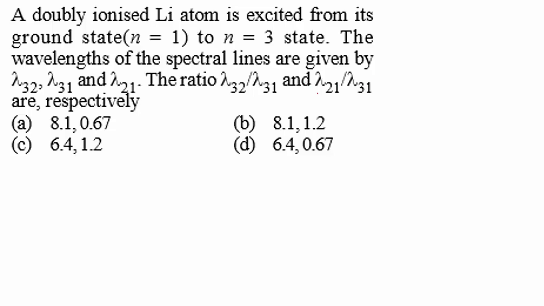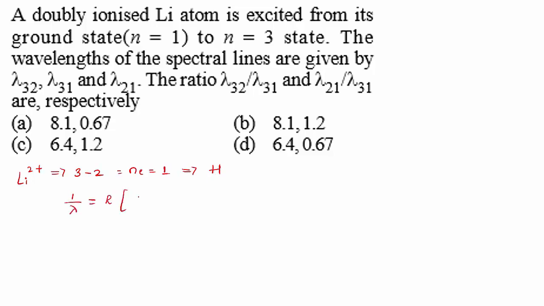A doubly ionized lithium atom. Doubly ionized means lithium with a charge of 2 plus. For doubly ionized, we can write 3 minus 2, so the number of electrons is 1. So this is just like a hydrogen atom. Right? Now we can use the equation, we know this equation.